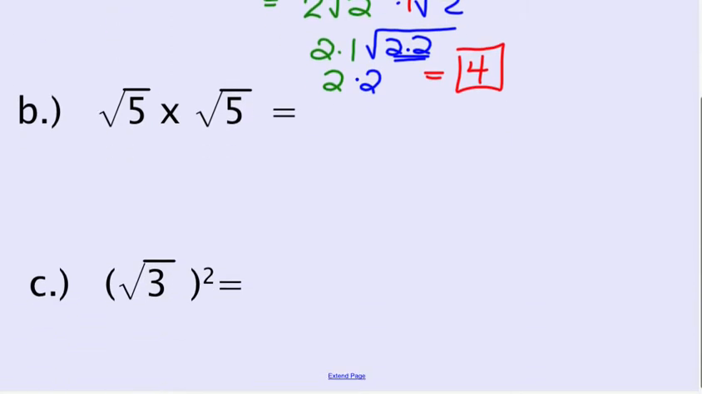Alright, second example. The square root of 5 times the square root of 5. There isn't any outside stuff. There's just a 1 here and a 1 here, so you don't have to worry about that. And then you have inside stuff and inside stuff, so we're going to go ahead and multiply those together. 5 times 5. And now we have a pair, so the square root of 5 times 5 is 5.